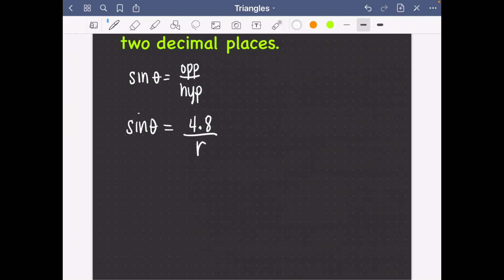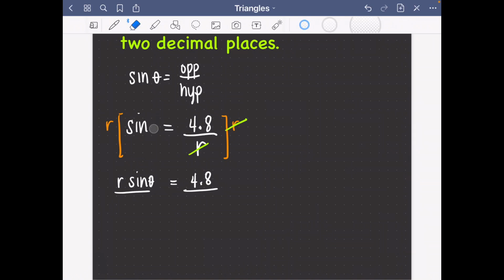The next step is for us to solve for r. So we will multiply both sides by r. Guys, this is the long method, but if you get the technique on how to solve for r, you may go to that step already. So r sine theta is equal to 4.8 because r here will be cancelled. And then we solve for r. So we divide both sides by sine theta.